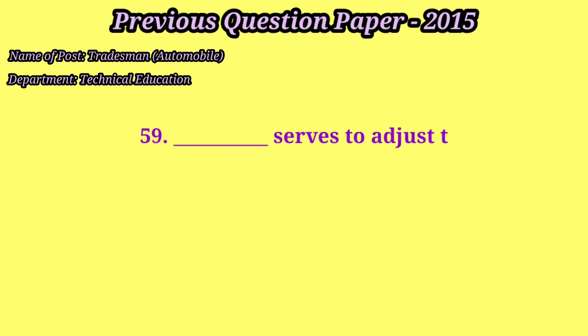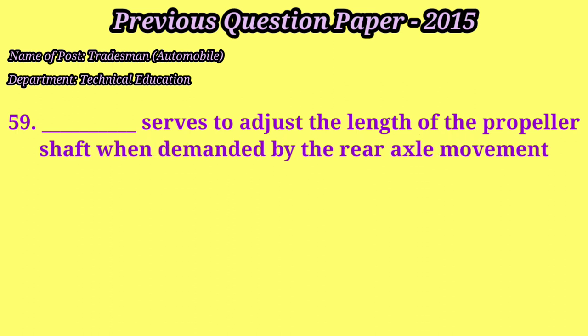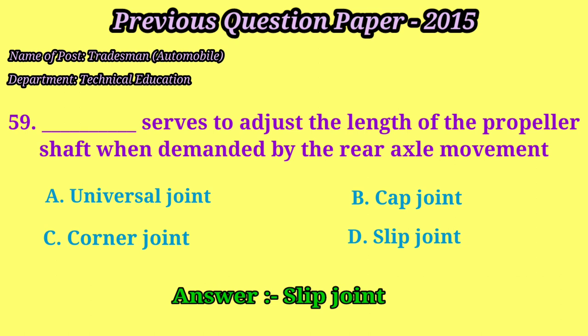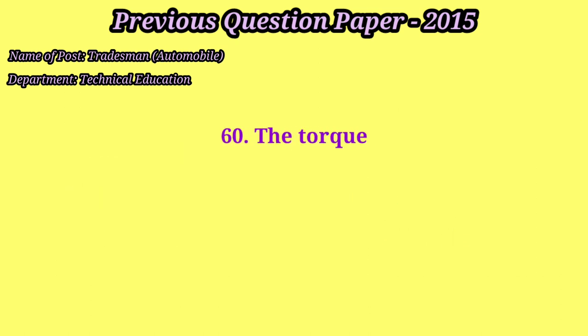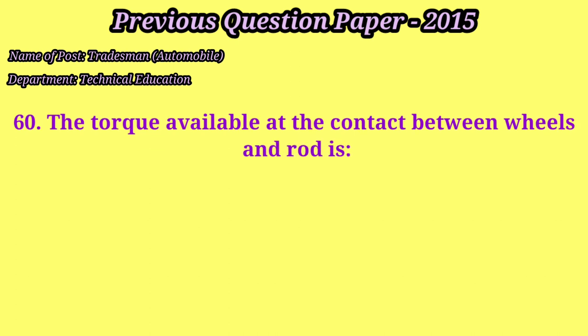59. Dash serves to adjust the length of the propeller shaft when demanded by the rear axle movement. A. Universal joint. B. Cap joint. C. Corner joint. D. Slip joint. Answer. Slip joint.